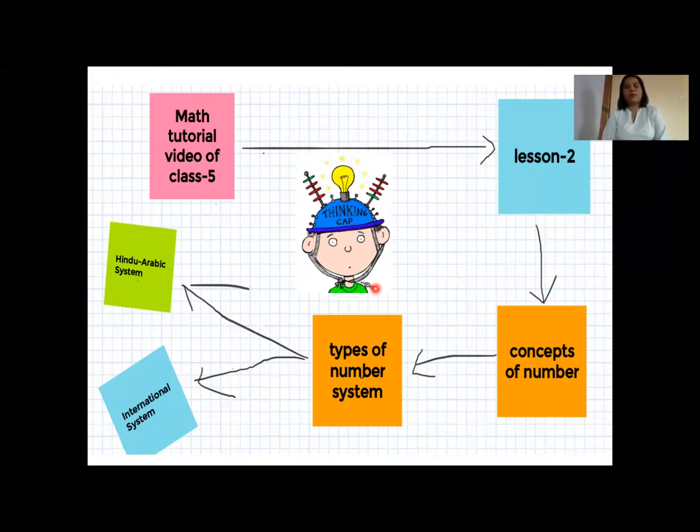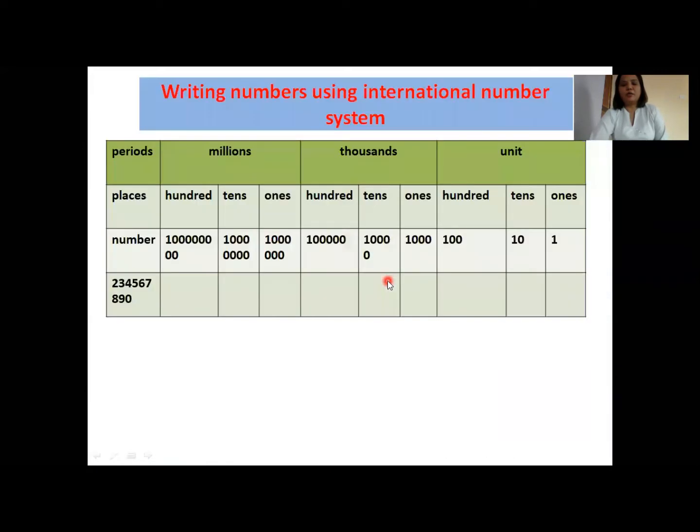Now children, be ready, listen carefully and understand. There are two types of number system: Hindu-Arabic system and international system. Hindu-Arabic system is still used in some Southeast Asian countries like India, Pakistan, Bangladesh and Nepal, whereas international system is used all over the world. Today, we shall learn to read and write numbers up to millions using international system.